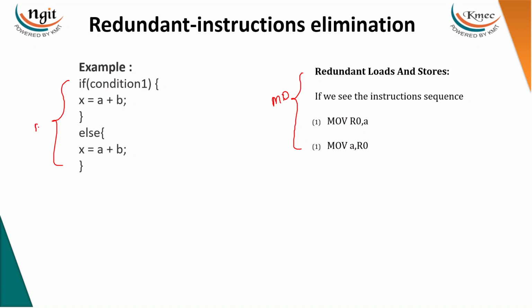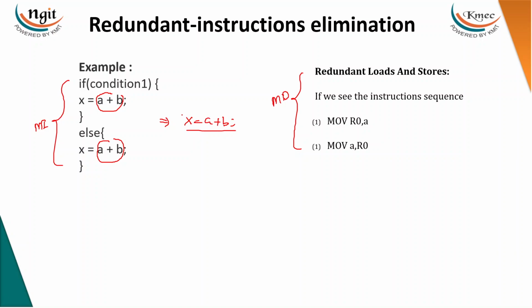We can say that this is machine independent optimization. See here, the condition is redundant. If the condition is true, we are going to perform A plus B. So if the condition is false also, we are going to perform A plus B. Then what is the need of writing this much code? Simply you can write x equivalent to A plus B. There is no need of a condition also. So the whole statement can be reduced like this, x equivalent to A plus B.